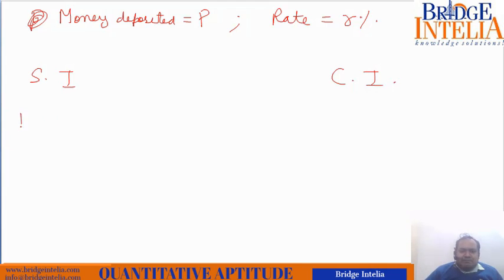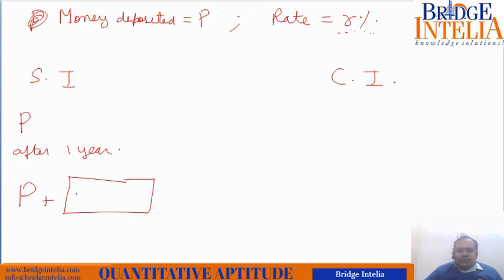So you have deposited P. After 1 year, if you go to the bank, this is the original money. The bank has given R% as interest. So in the first year, if you go to the bank, you want to see the total amount in your account. So the bank will tell you, this is what you deposited, this is what we have given to you.